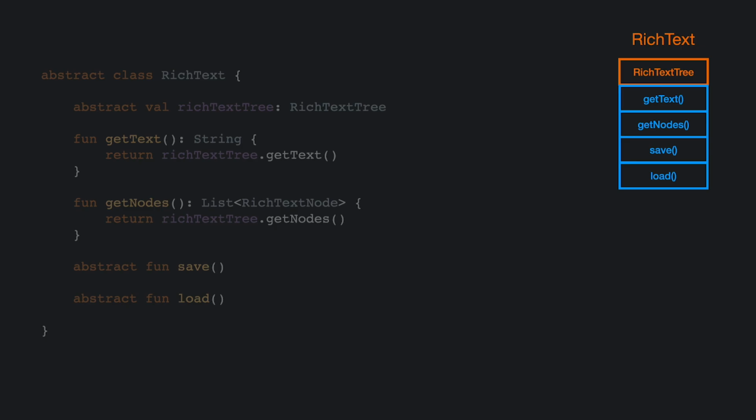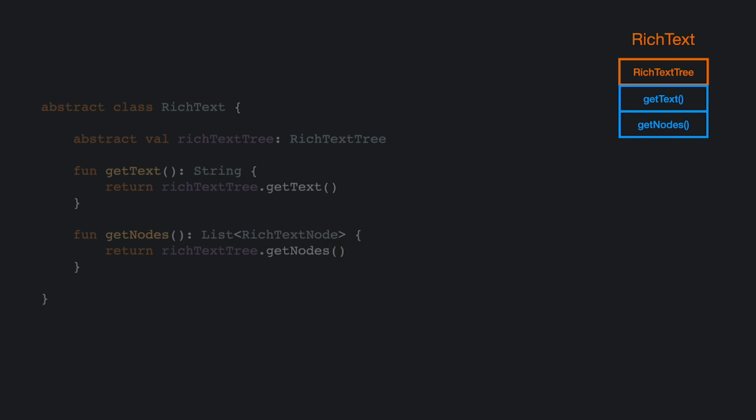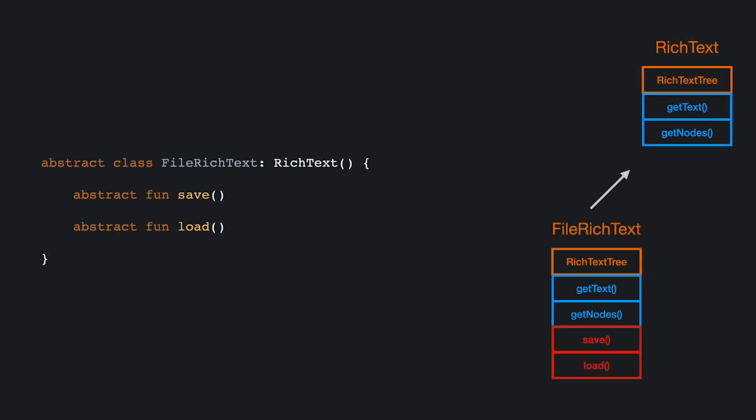Okay, now what we can do is removing the save and load methods because we don't want to have them here. We will need to create a new abstract class specifically for file rich text. Then we will put those save and load methods in the new abstract class, and this abstract class already extends the RichText abstract class.